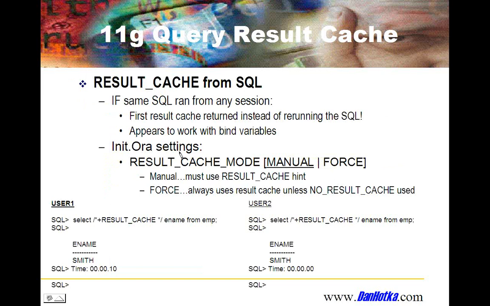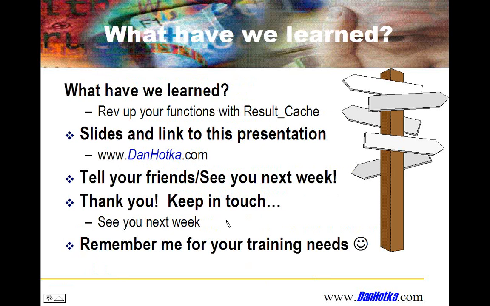So the result cache from SQL kind of works the same way. You put the result cache hint in, and it incurred some time. I ran the same exact SQL statement again, returned the same result, and didn't incur any time at all. Okay? So you can rev your functions up using the result cache. Keep in mind that the function can't be influenced by anything else, i.e. you always submit the same in variable, you'll always get the same output.